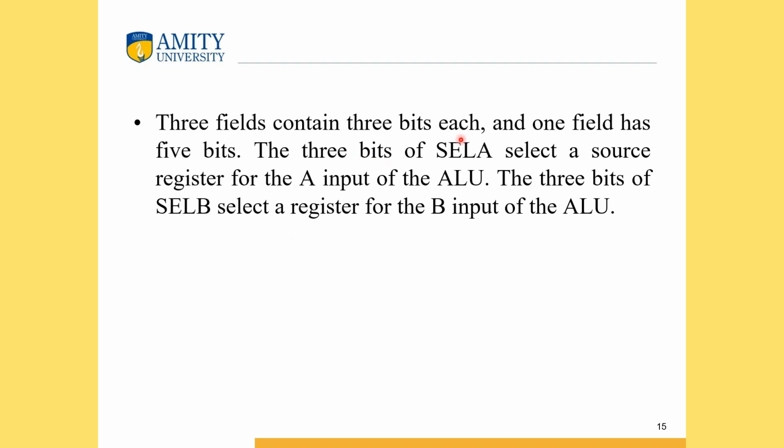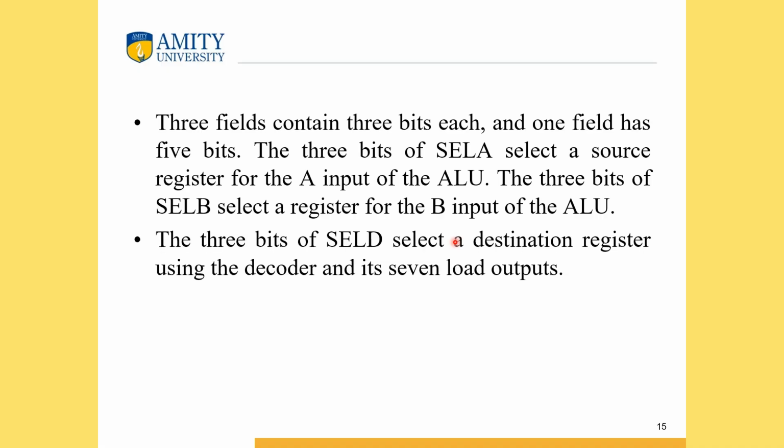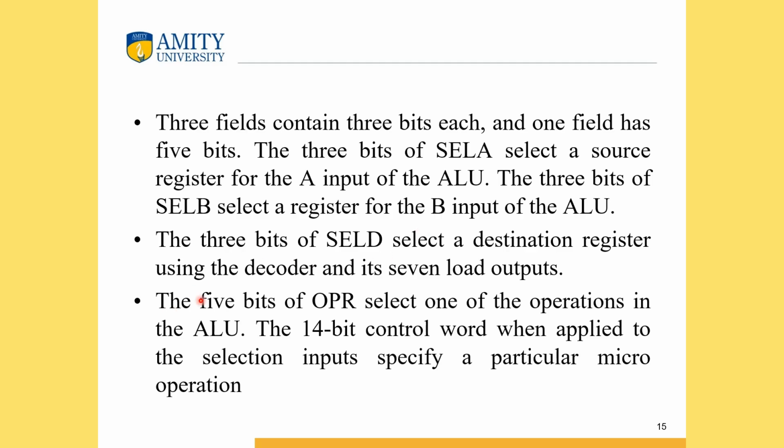3 fields contain 3 bits each and one field has 5 bits. The 3 bits of select A select a register for the input A of the ALU, and the 3 bits of select B select for the input B. The 3 bits of select D select the destination register for the output loads, and finally the 5 bits of OPR select the operations for the ALU, hence creating the 14-bit control word, which when applied helps in carrying out a particular micro operation.